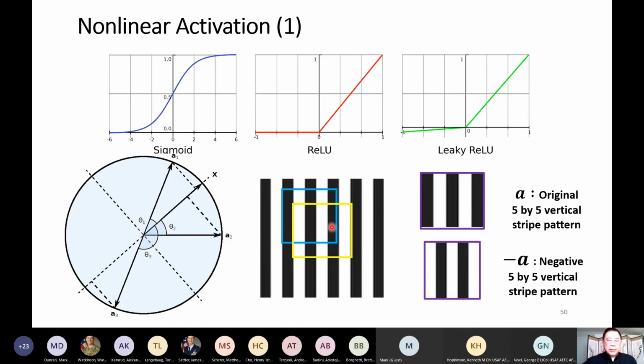So now the second question is about why you clip the negative one. So we use ReLU: positive will preserve, negative will clip. Here I show you an example.